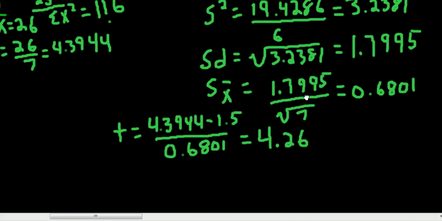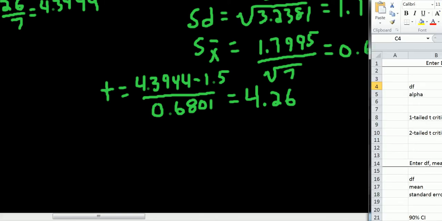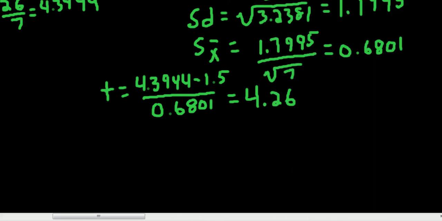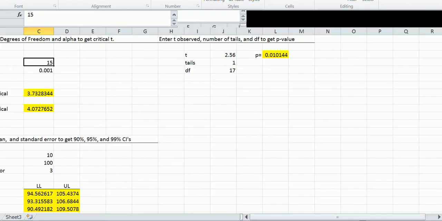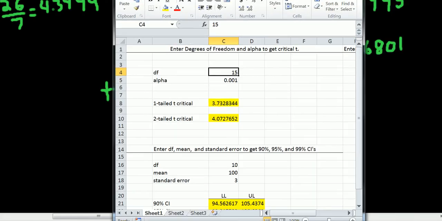So let's say we're doing a one-tailed test with alpha 0.05. Since there's 7 people in our sample, our degrees of freedom would be n minus 1, so we'll have 6 degrees of freedom, alpha 0.05. Our one-tailed t-critical value is 1.94.